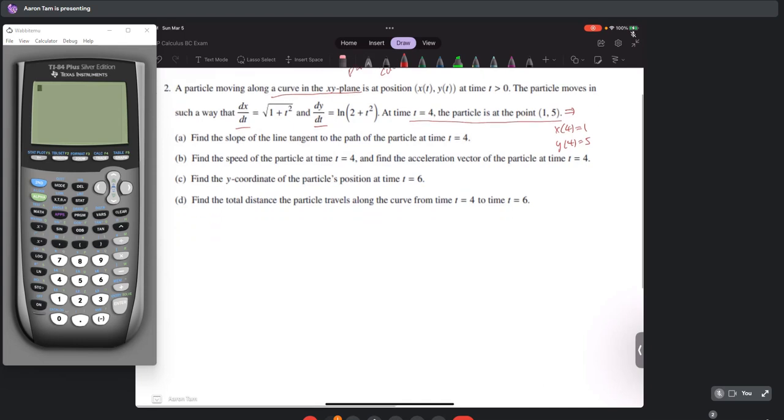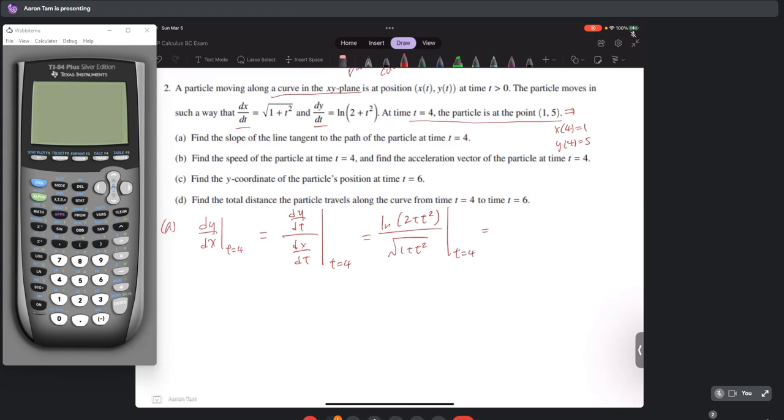Let's start with A. Find the slope of the line tangent to the path of the particle at time t equal to 4. So that is essentially looking for dy over dx at t equal to 4. Based on what you hopefully remember from your class, dy over dx is given by dy over dt divided by dx over dt, and I can evaluate that at t equal to 4. Since both of those two things are given, I'm just going to plug them in. That means the natural log of 2 plus t squared over radical 1 plus t squared, evaluated at t equal to 4.